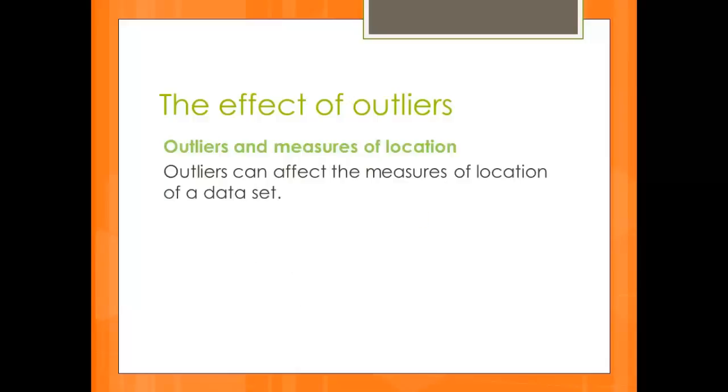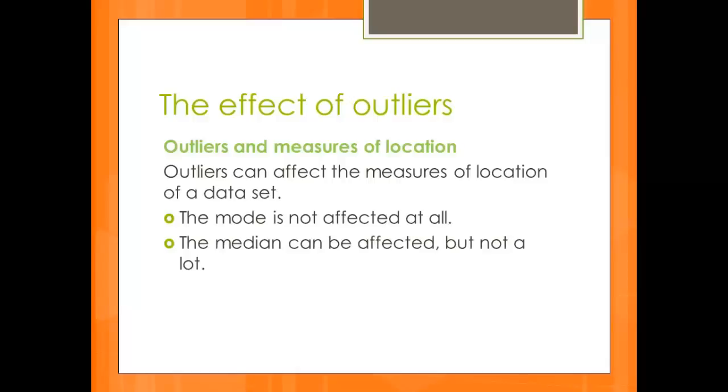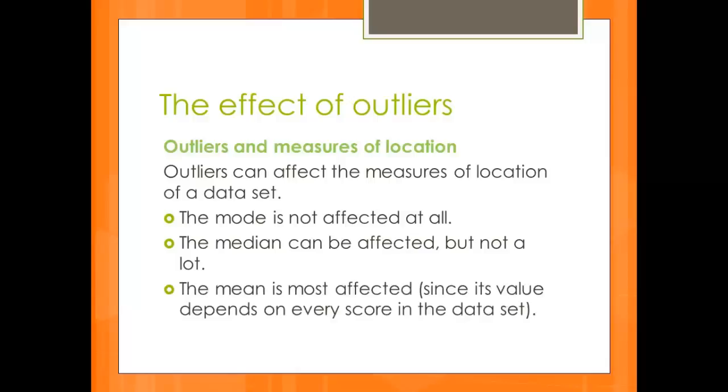It is possible that outliers may affect some of our measures of location. The mode is not affected at all. The median may be affected, but tends not to vary a great deal. The mean is affected the most because its value depends on every score in a data set.